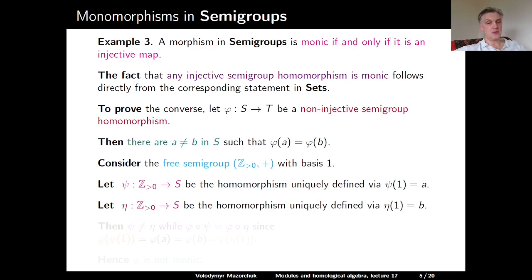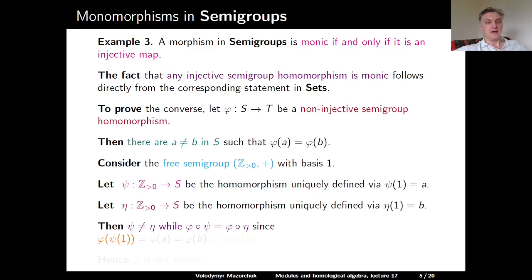And we have another homomorphism eta from this semigroup to S, which is uniquely defined by the condition that it sends the basis element 1 to B. By the free property, sending the basis element uniquely extends to a homomorphism. Then, of course, directly from the definition, psi and eta are different because A and B are different.